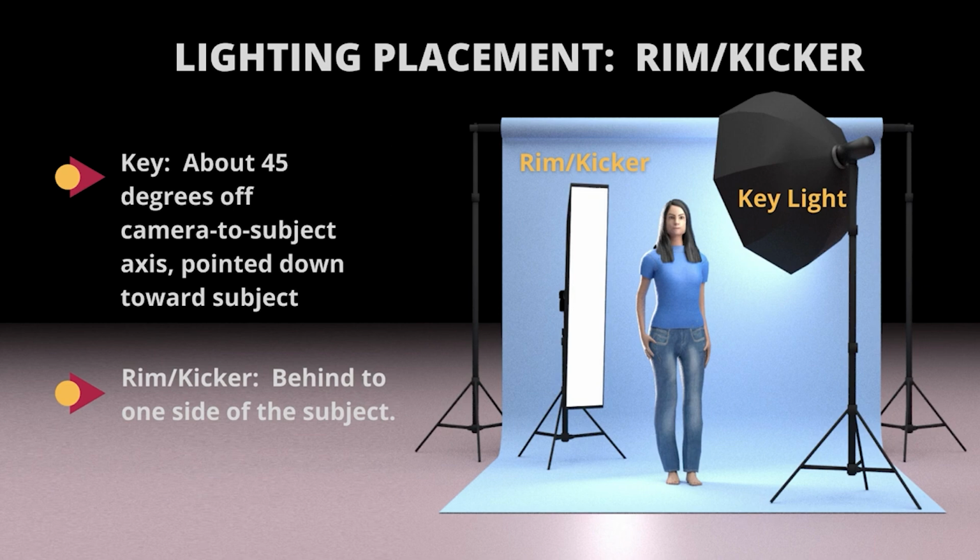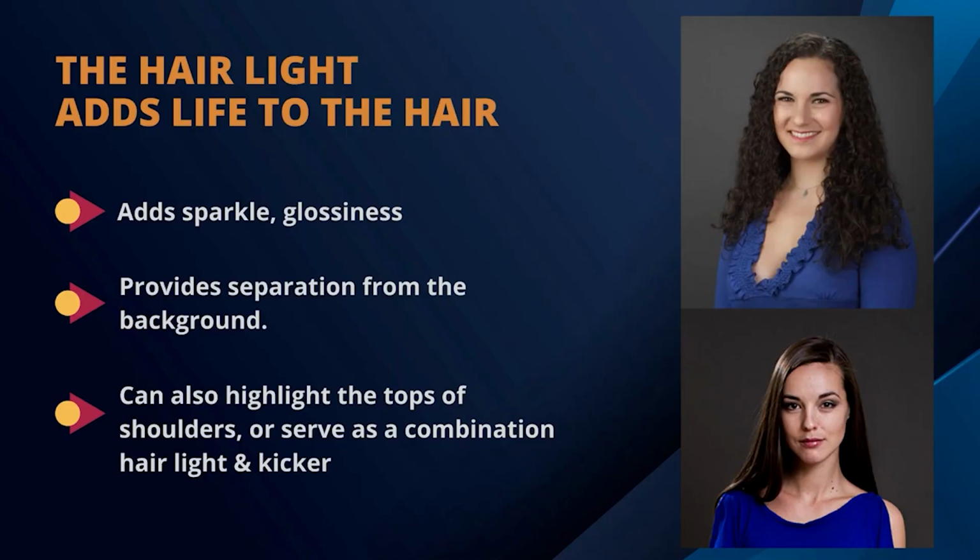Another thing you can use that second light for is a hair light. And what this basically does is it adds a little life to the hair. It adds sparkle, glossiness. It also provides separation from the background. So if your background's kind of dark and the hair is kind of dark, then hair light adds a little bit of separation, which can be helpful. Lots of times because of the placement of the hair light, it can also highlight the tops of the shoulders. And depending on how you have it angled, it can serve as a combination hair light and kicker.